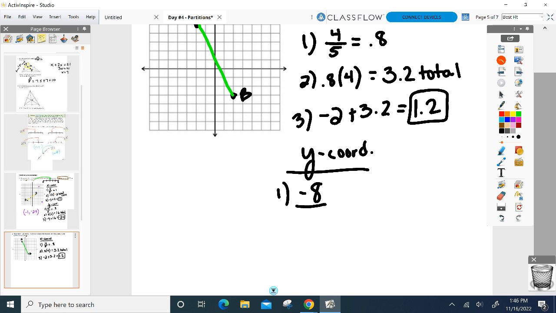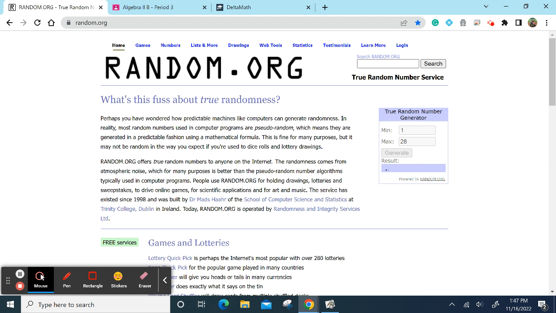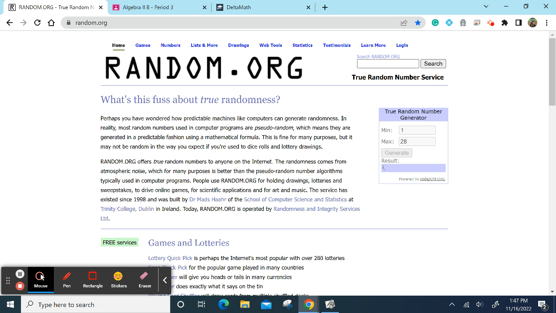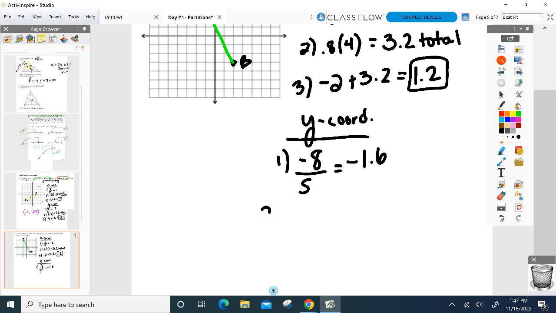Still divided by how many equal parts? 5. That's going to be -1.6. So go down 1.6 every time. How many times do I need to go down 1.6 to reach my point? 4 times. So -1.6, go down 4 times. So the total amount I'm going to go down is -6.4.